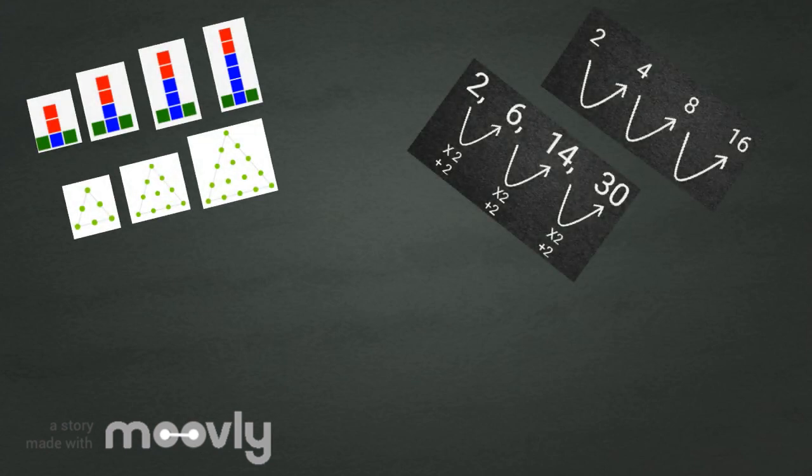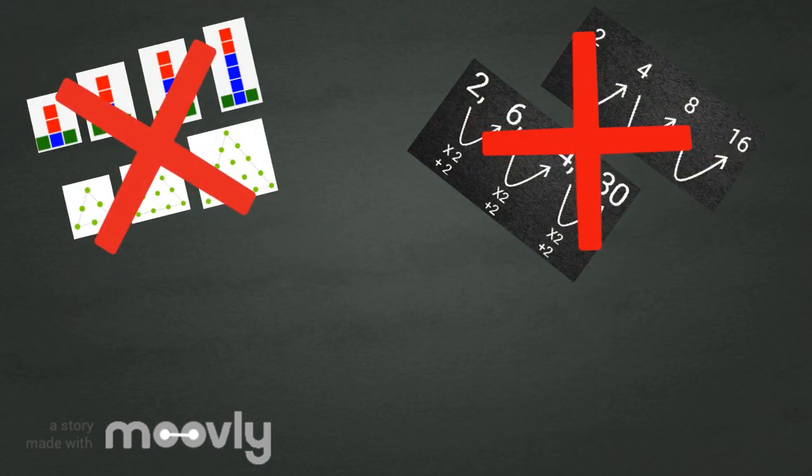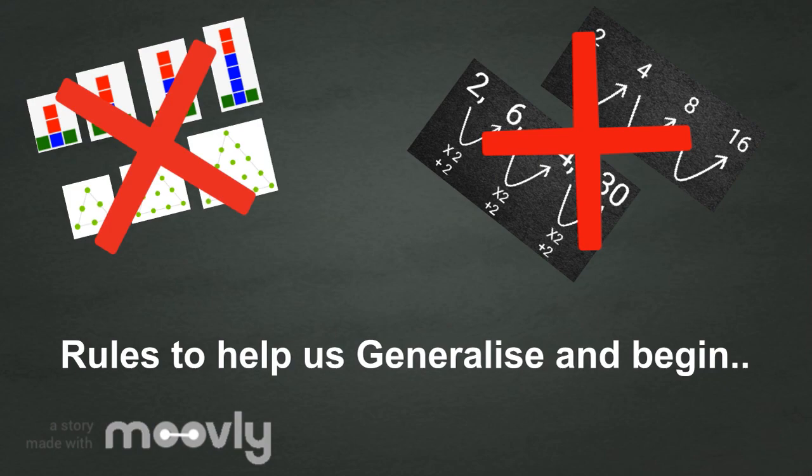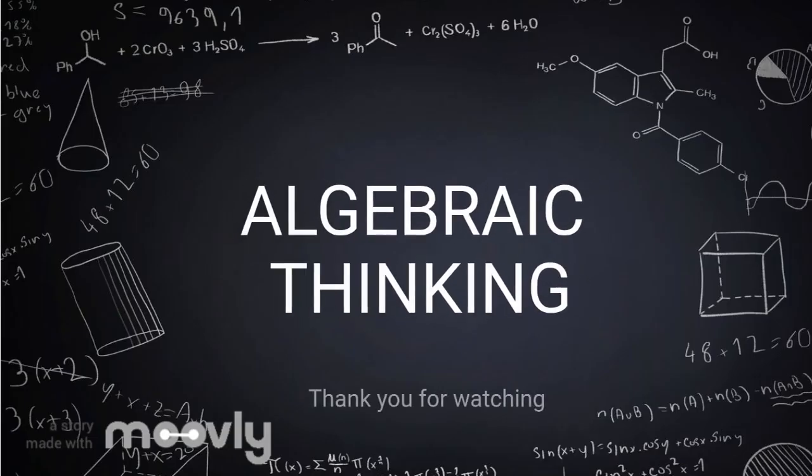We can't always rely on drawing diagrams or counting to work out the answer. We want to get confident in creating rules for growing patterns so that we can learn to generalise and begin algebraic thinking.